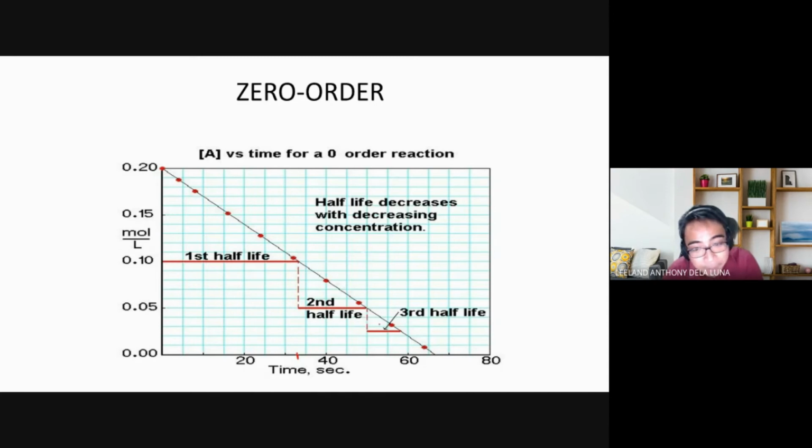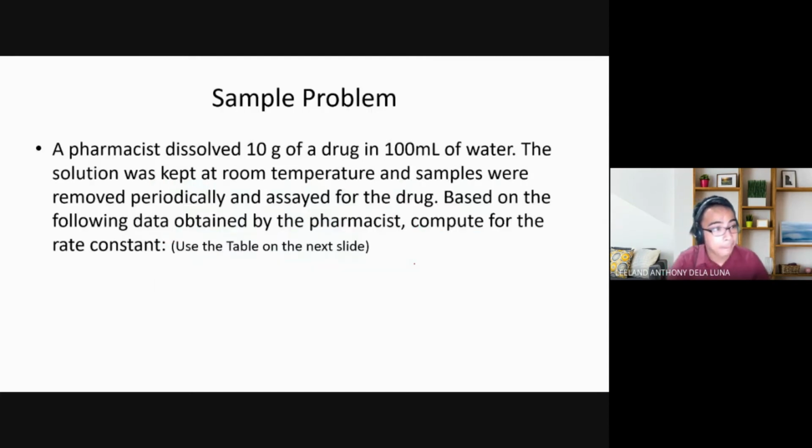So anong sinasabi nito? Okay? As plasma concentration decreases, it's directly proportional. So as the drug concentration decreases, it also causes a decrease in the half-life for zero order. So hindi siya constant. Unlike that of first order reaction, half-life remains constant. Okay? All right.